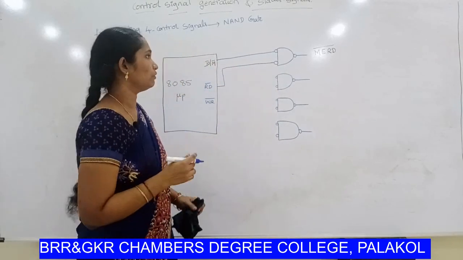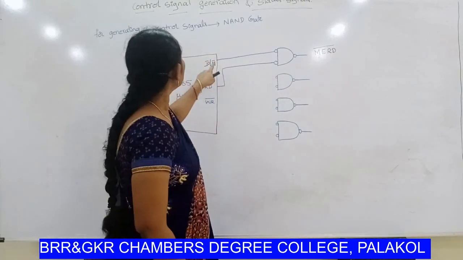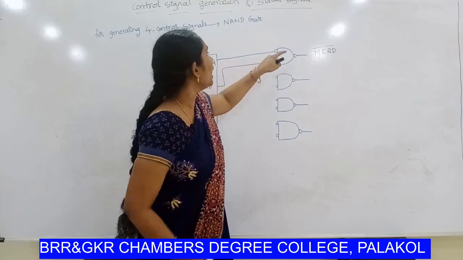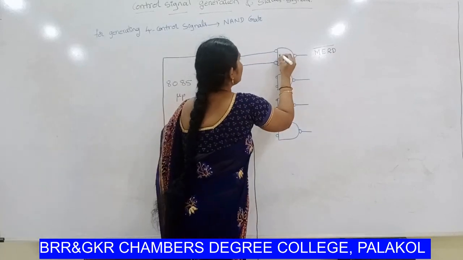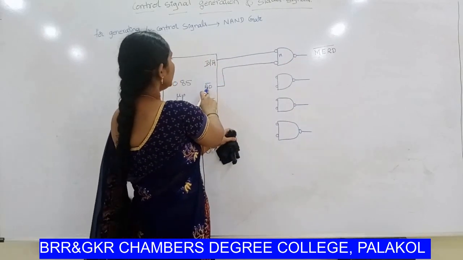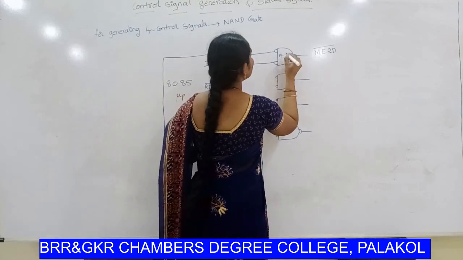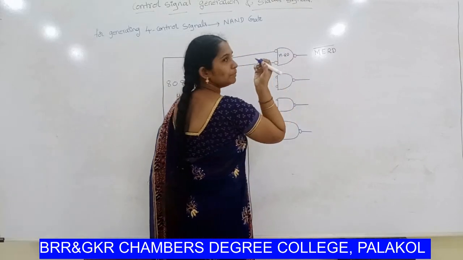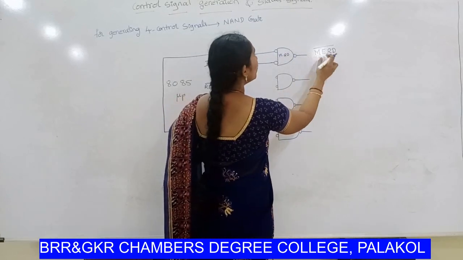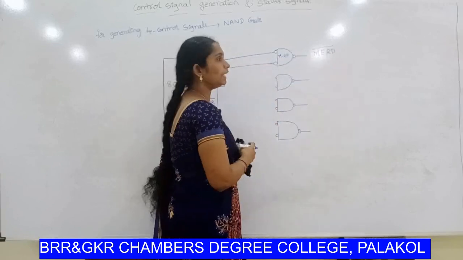Okay, and likewise, therefore this is a memory read bar. So the memory signal comes here. Here a bubble is there, so M will come here. And for this line, read bar comes. This also has a bubble, therefore read will come here, and this is an AND gate. So finally the output is memory read bar.